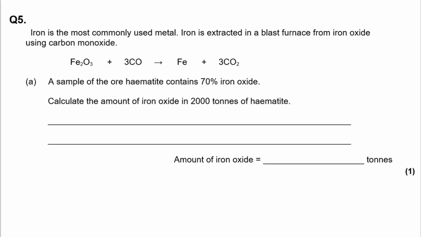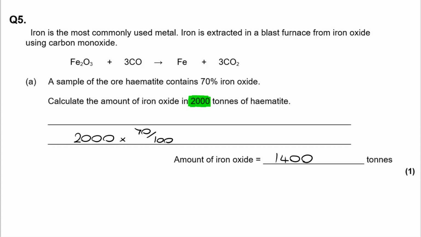Moving on to question 5, and we have got here actually a very straightforward question, because we're saying we've got 2,000 tonnes of hematite, 70% of it is iron oxide, so how much of that 2,000 tonnes is iron oxide? So I'm going to find 70% of 2,000. I get to 1,400 tonnes.